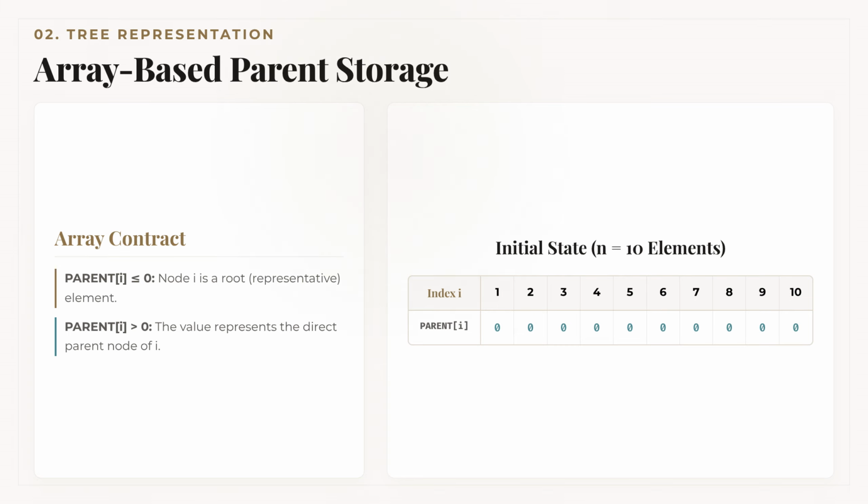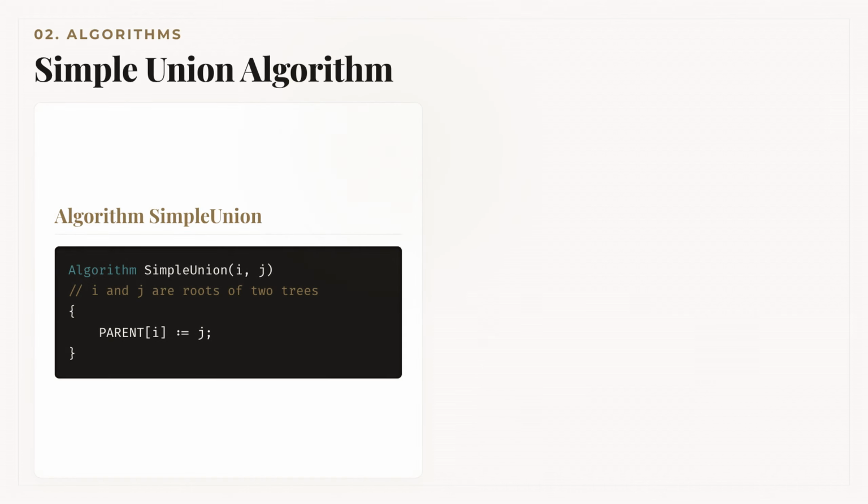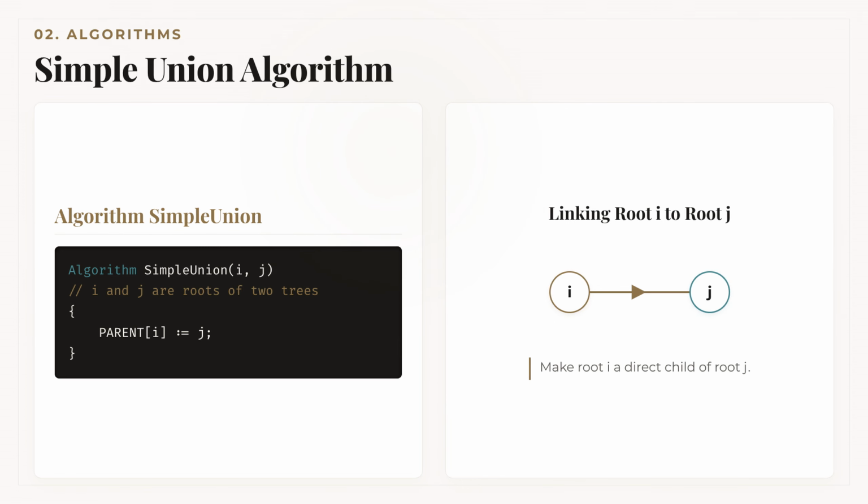Now let us understand the simplest implementation of union. Suppose i and j are roots of two different trees. The simplest strategy is to make one root point to the other. For example, we may simply make parent of i equal to j. This joins the two sets. The implementation is extremely simple. However, simplicity sometimes comes with a cost. Let us see why.